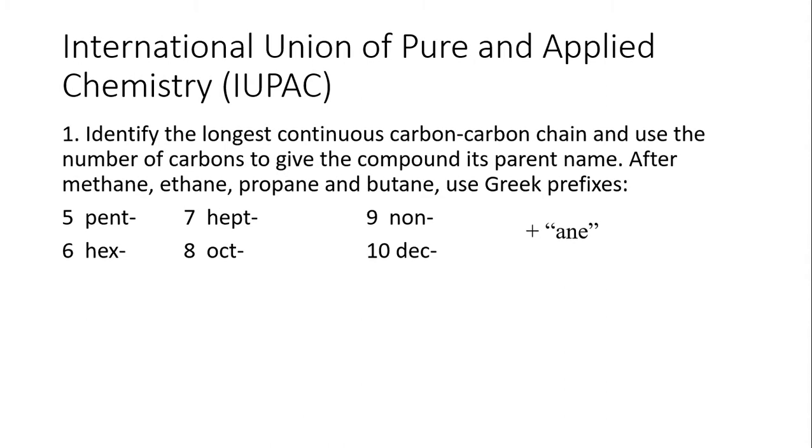Rule number 1, you're going to identify what is the longest continuous carbon-carbon chain in the structure and use the number of carbons to give the compound its parent name. The first 4 of them: methane, ethane, propane, and butane. And after that, we use Greek prefixes. So for 5 it's pent, for 6 it's hex, for 7 hept, for 8 oct, for 9 non, for 10 dec, and then you add the ending ane for alkanes.